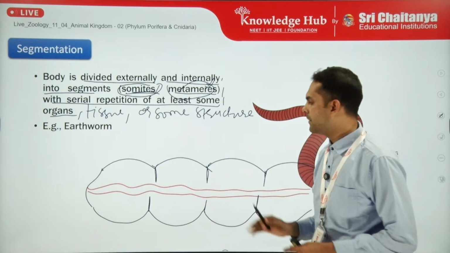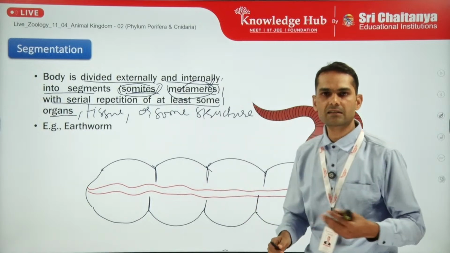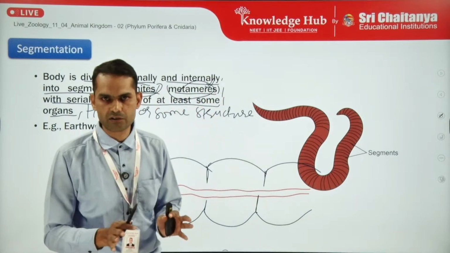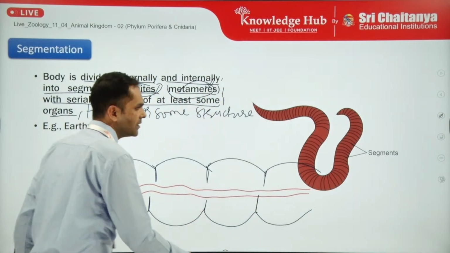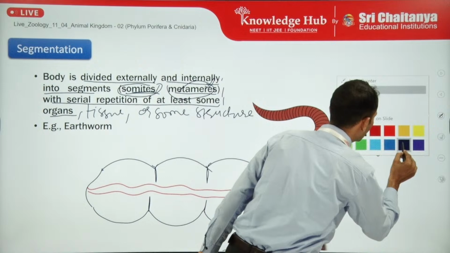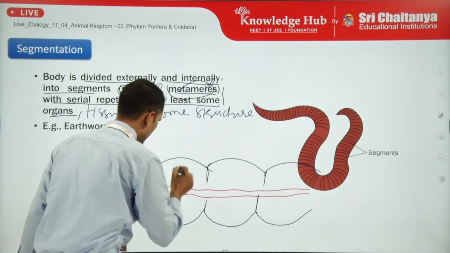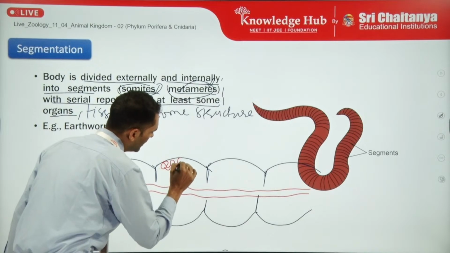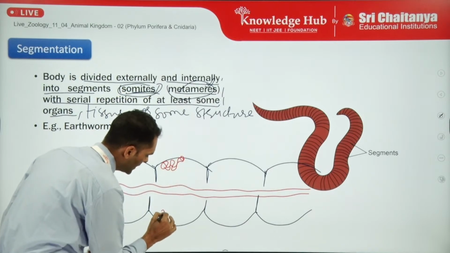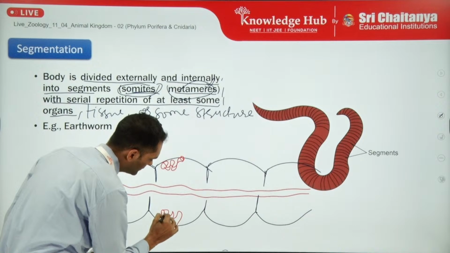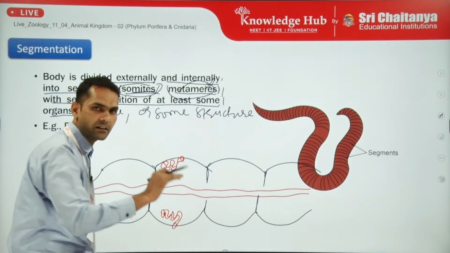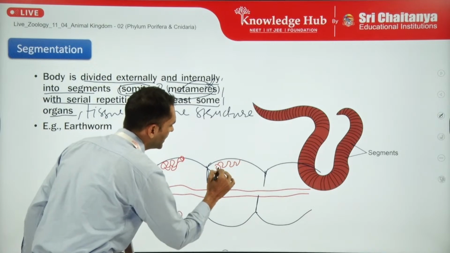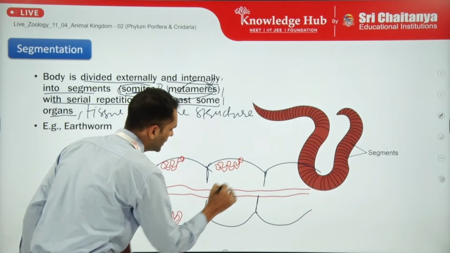For example, let us take the nephridia, which is the excretory structure of the earthworm. Let us suppose that, according to the definition, this is the nephridium. Nephridia will be present in each segment. Its opening will be on the outer body surface, and it will get repeated from segment to segment.